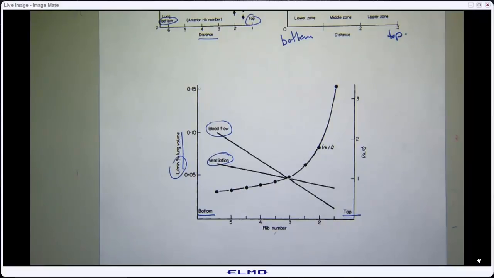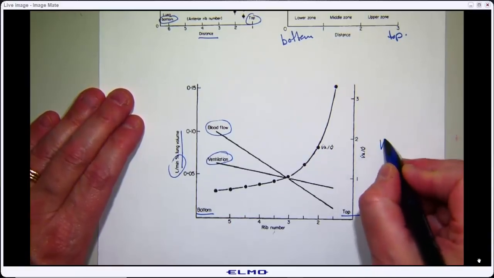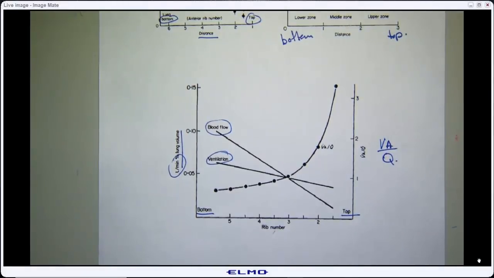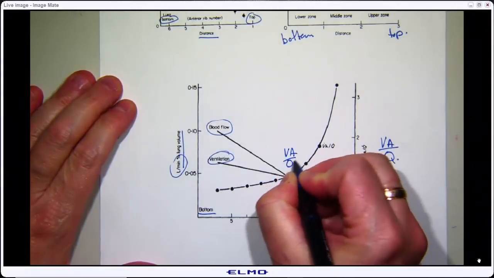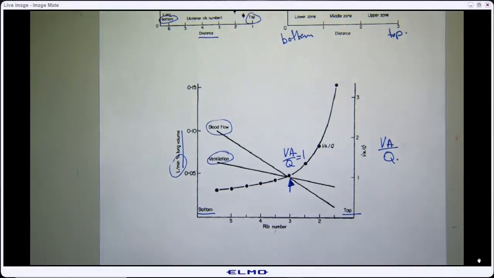So we do have a region. If we think about how ventilation and flow relate, what's called the VA over Q ratio, ventilation over perfusion, it would be optimal if it were 1, where ventilation and perfusion were matched. Indeed, that does happen. At about rib number 3, we get optimal ventilation perfusion matching.